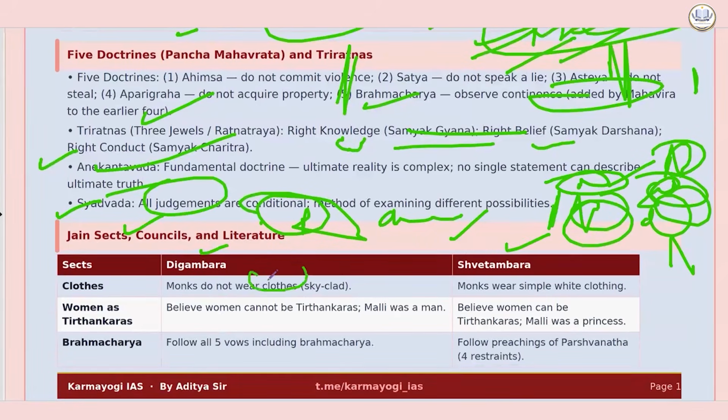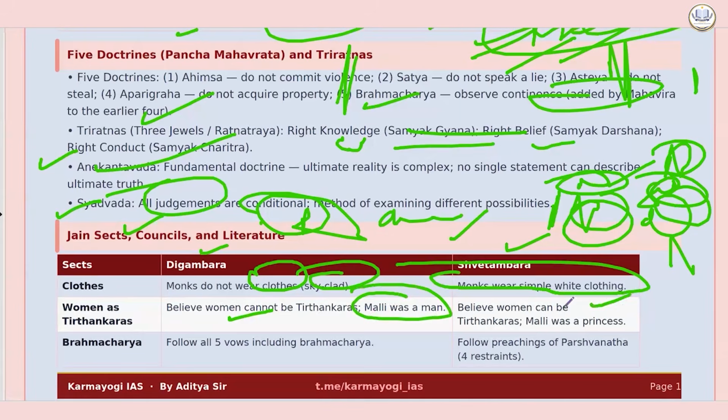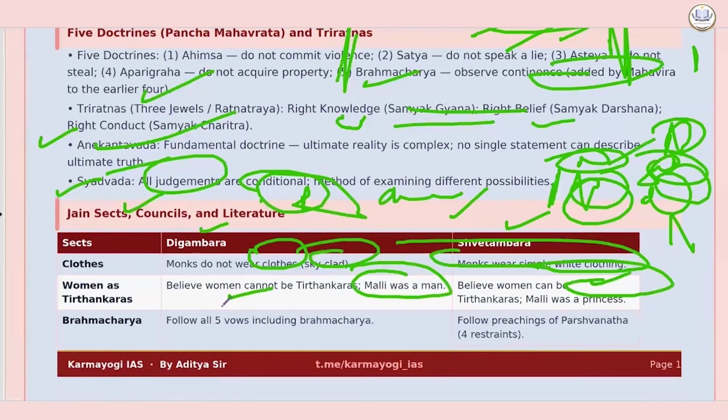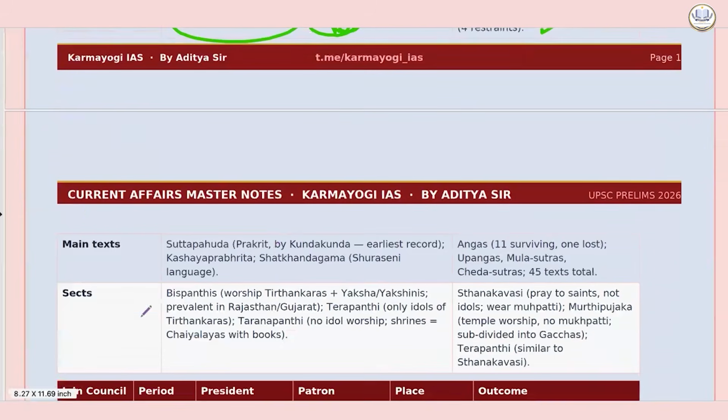Jain council and literature. There are Digambara and Svetambara. Digambara monks do not wear clothes, sky-clad, and Svetambara monks wear simple white clothing. Digambaras believe that women cannot be Tirthankar, and that Mallinatha was a man. Svetambaras believe that women can be Tirthankar, and that Malli was a princess. Digambaras follow all 5 vows, even including Brahmacharya, but Svetambaras follow the preachings of Parshvanath, only 4 restraints.